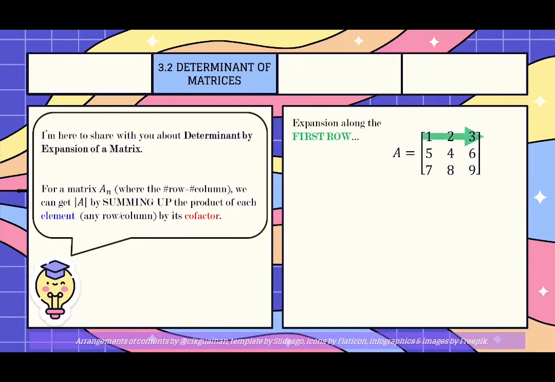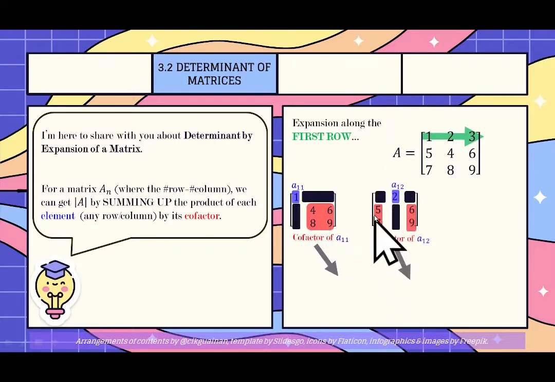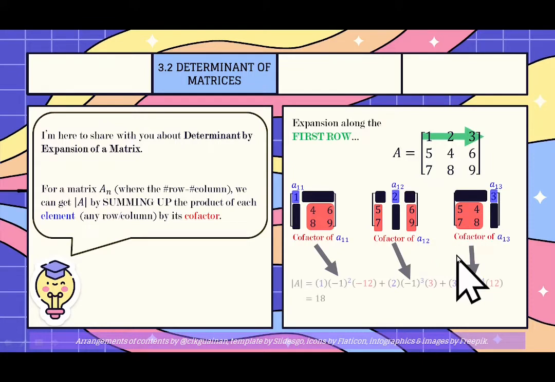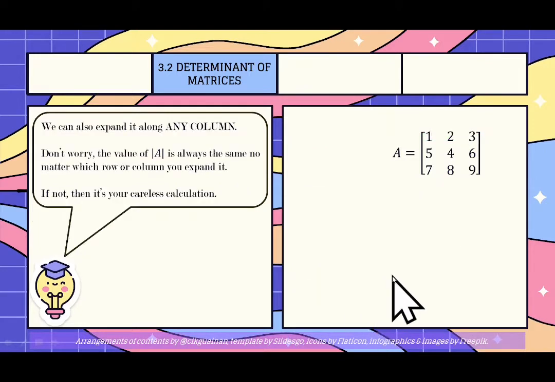So for example, if we're going to expand along the first row, the cofactor and the element are the blue box and the red box. For the second element, this is the second element and this is the cofactor. And this is the third element and its cofactor. So we calculate them, we put them in the calculation, and then we get the value of the determinant of A for this example.